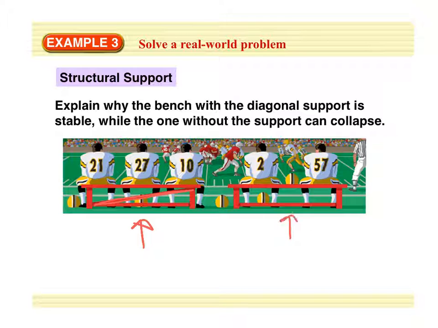Whereas this one, it could move side to side, or it could cave in a little bit, but the one with the diagonal support is more stable because it does create 2 congruent triangles.